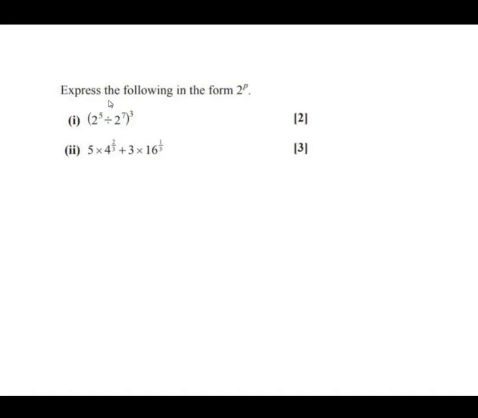The next question is asking us to express the following in the form of 2 raised to some power p. So whatever answer we get, it should be in this form. So let us start with the first one. 2 to the power of 5 divided by 2 to the power of 7 is raised to a power of 3. I can simply write this given thing as 2 to the power of 5 over 2 to the power of 7 raised to a power of 3.